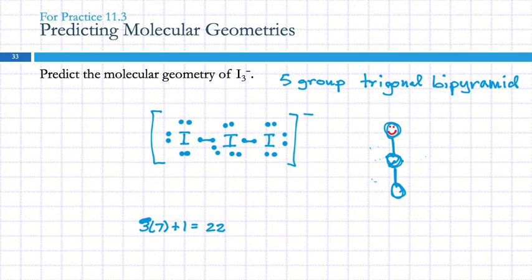What's the shape? Linear. Linear. You look at this Lewis structure and you're like, well, that's going to be complicated. No, actually, this should be linear. So this is linear. Any questions?